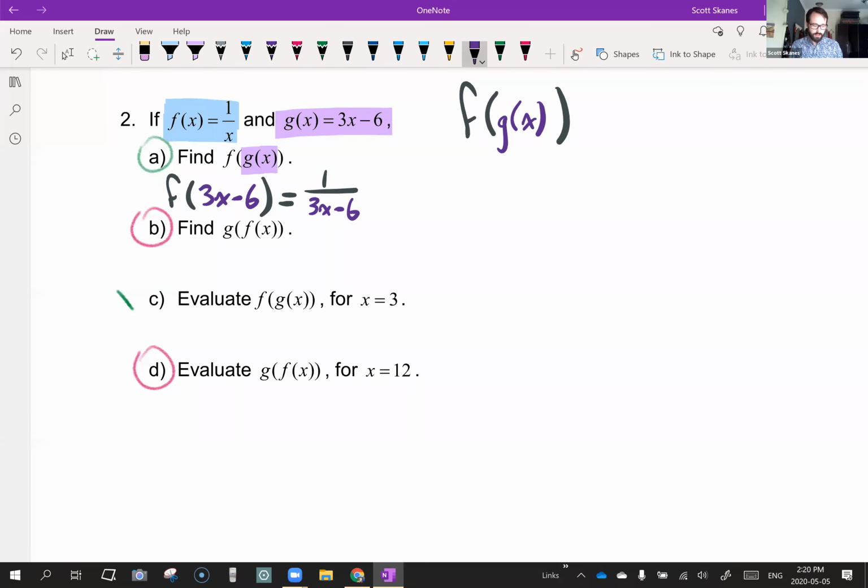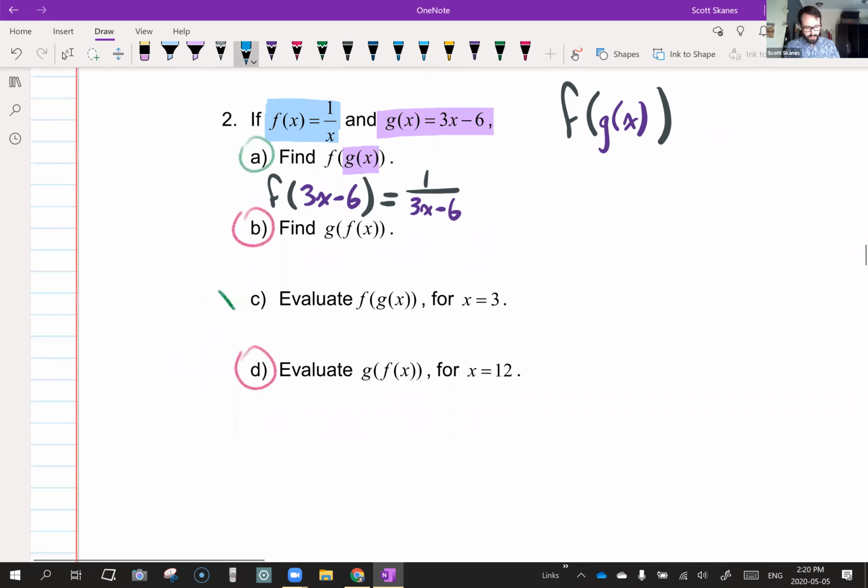So that's honestly all there is to it for composite functions. There are obviously more cases where it happens in a slightly different way. But really all we're doing is replacing all x's with g of x, just like we would normally replace an x with a number. Okay, are we all right with that?